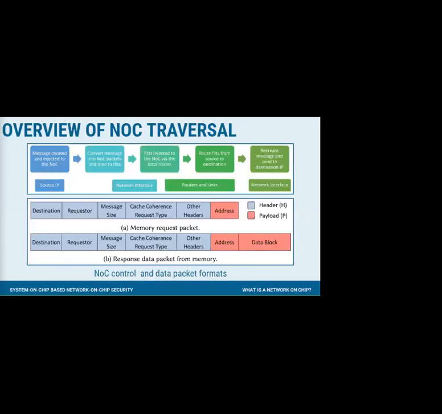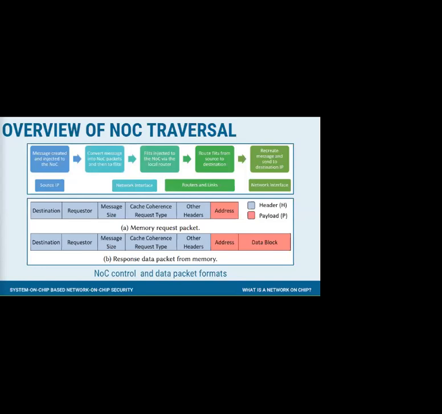So this is the breakdown approach of how network on chip traversal is happening. First, a message is created and injected into the network on chip. Then the created message is converted into network on chip packets and then into flits. And the flits are injected into the network on chip via the local router of the IP core.